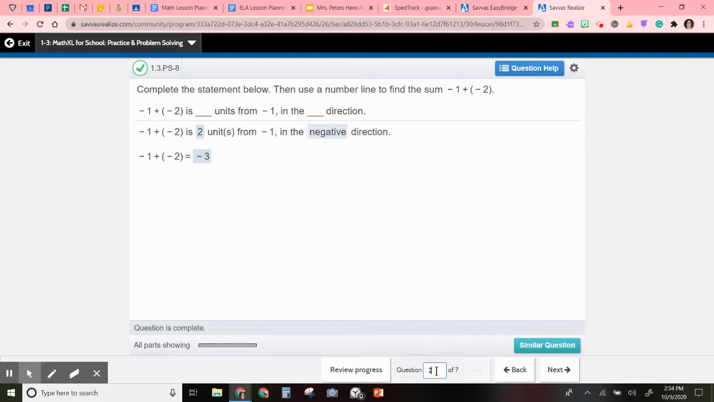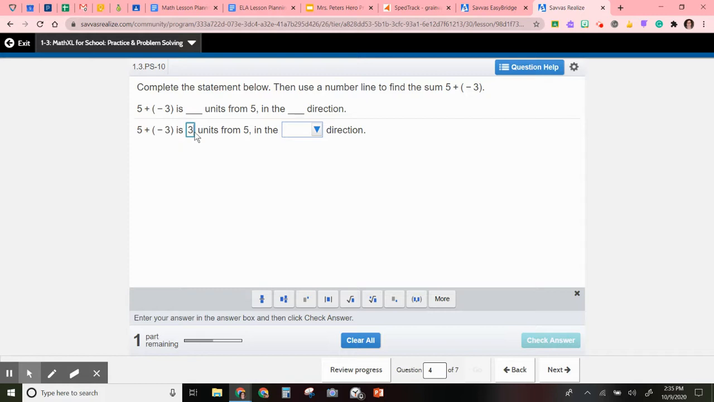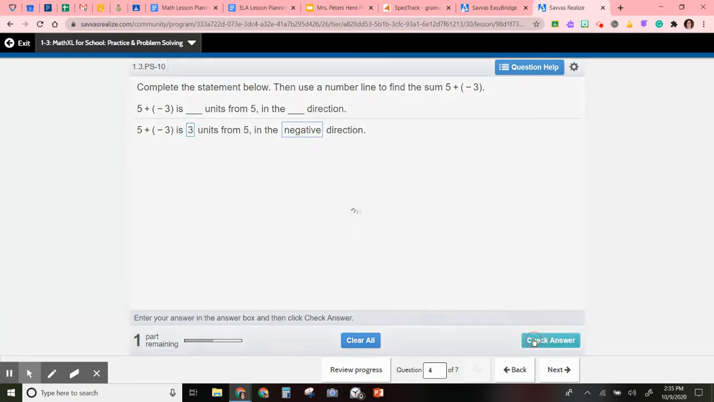All right, we are going to hop to number 4. And look at this, this is the last one like this. 5 plus -3 is how many units from 5? In what direction? We are starting at 5, and we are moving 3 units away from 5. And again, we've got a negative sign here, so we are going in the negative direction.